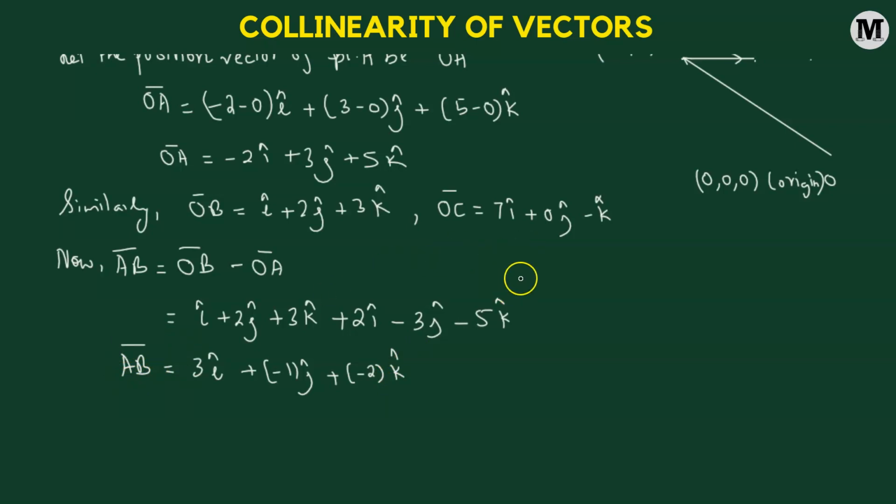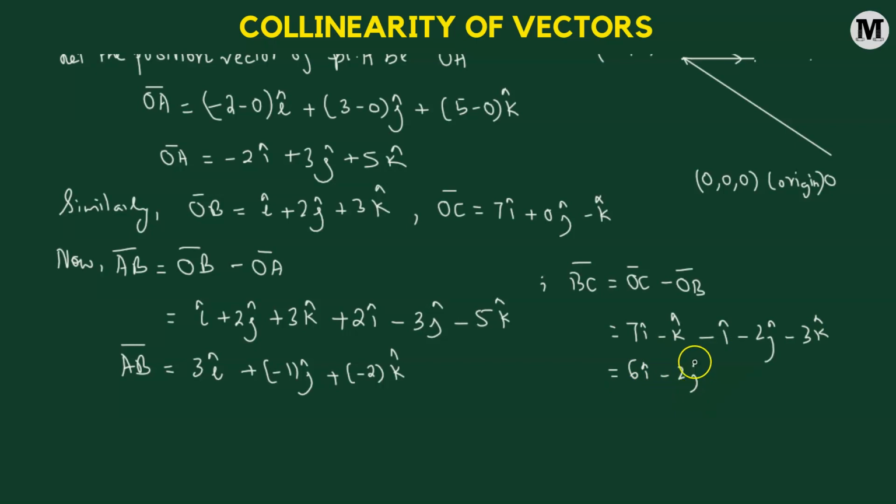Next we'll try to find the vector BC. All we have to do is join point B and C with the vector going from B to C. Now in terms of the position vector, it's simply OC vector minus OB vector. So that means we have 7 i cap minus k cap minus OB vector, so that's i cap plus 2 j cap plus 3 k cap subtracted. That's going to be equal to 6 i cap minus 2 j cap minus 4 k cap.